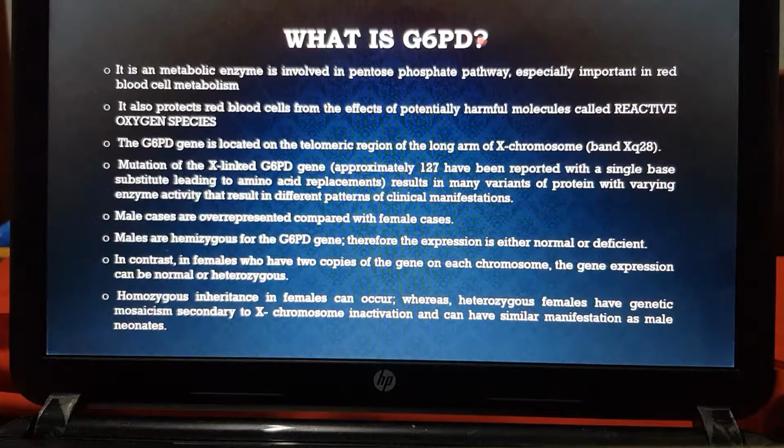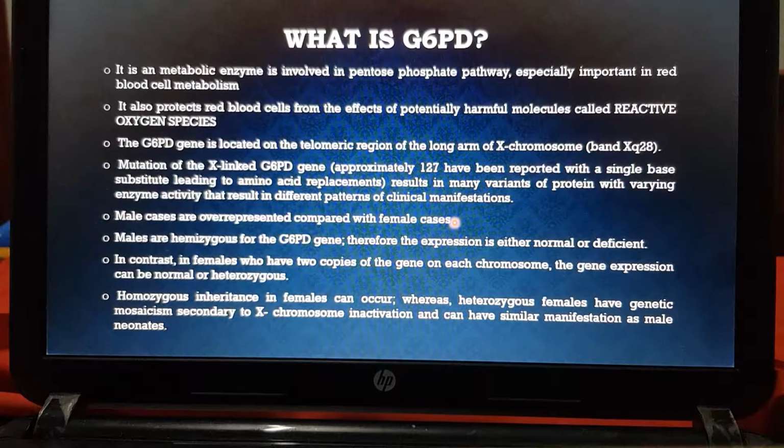So what is G6PD actually? It is a metabolic enzyme involved in the pentose phosphate pathway, especially important in red blood cell metabolism. It also protects the red blood cell from the potentially harmful effects of molecules called reactive oxygen species. G6PD is located on the long arm of the X chromosome, band Xq28. Mutations of the X-linked G6PD gene result in many protein variants with varying enzyme activity, which result in different patterns of clinical manifestation.